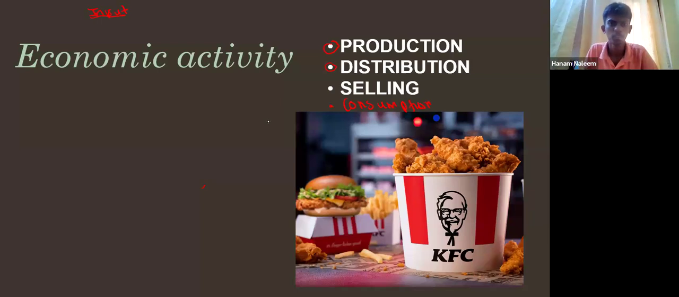Chapter number 1. To produce fried chickens, what are the inputs KFC needs? Input means the things you have to use. For example, cake. You're going to manufacture a cake. For a cake, you need sugar, flour, then water, eggs. But to produce this chicken, what are the inputs, do you all think? What do they need?